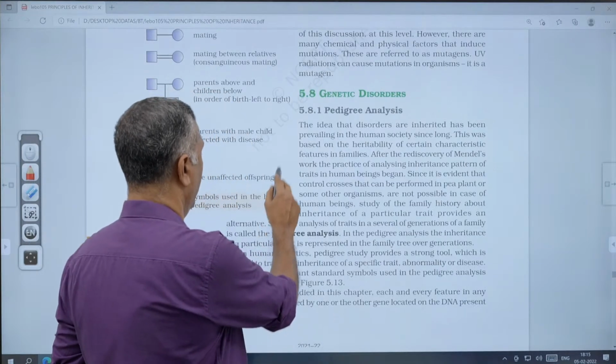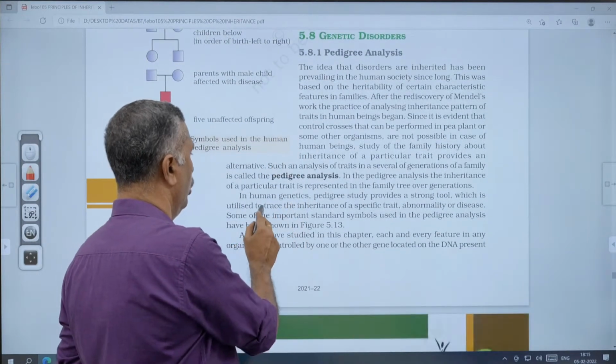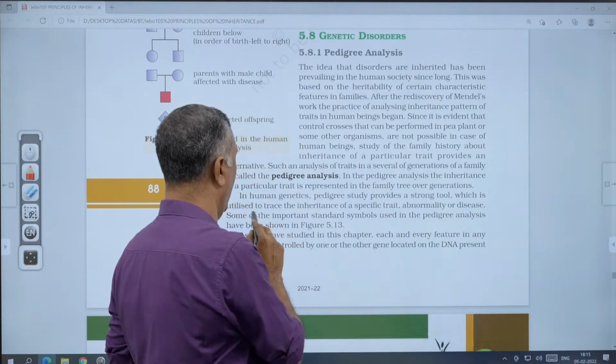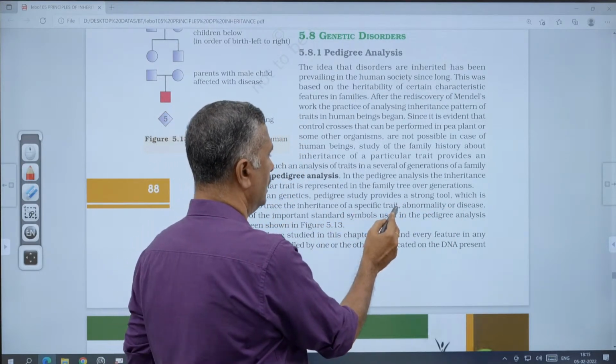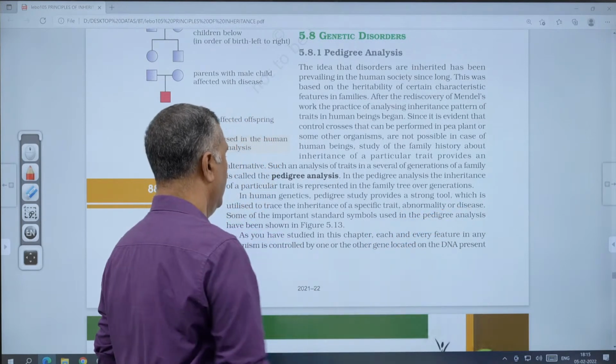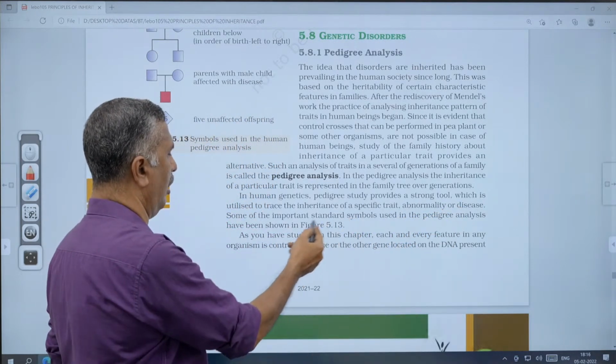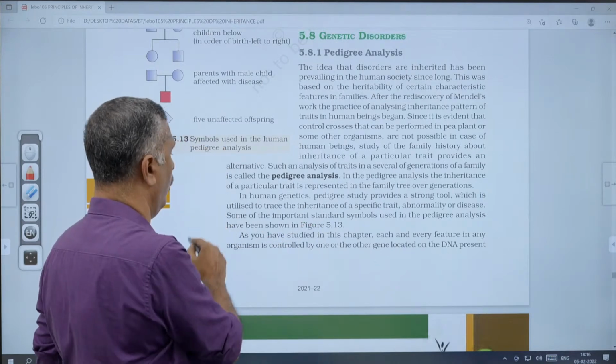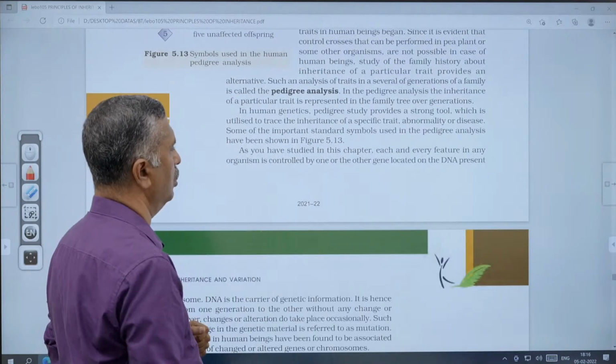Okay, now lastly, in human genetics, pedigree provides a strong tool which is utilized to trace the inheritance of a specific trait, abnormality or disease, and some of the important symbols are also used in the pedigree analysis shown in the figure 5.13. Then you have also studied this chapter.